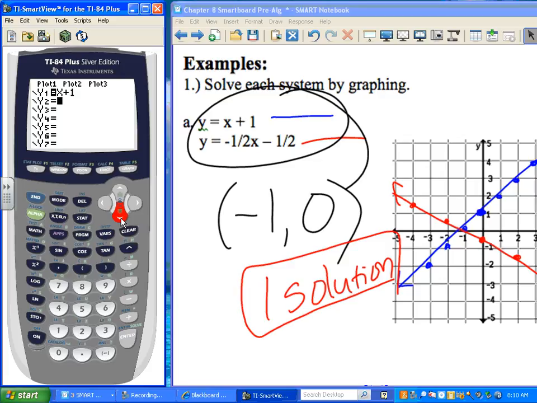We need to type in the second equation. I need you to put parentheses. Oh, just one parenthesis. Parenthesis is right below something called cosine. Okay, type in negative. The negative's at the bottom. 1 divided by 2. End parenthesis. X. And then minus 1/2. So I'm going to put it in parentheses again. Remember, the calculator is not always the smartest thing. Okay, so make sure you have what I have.